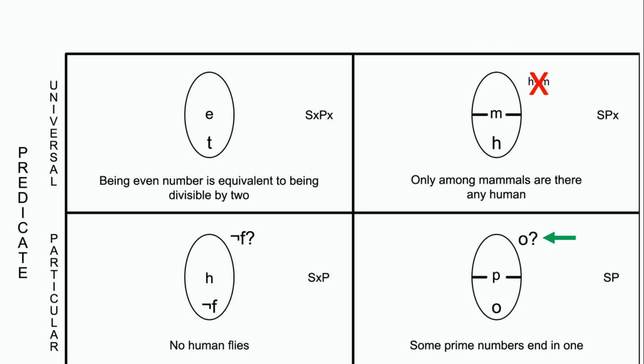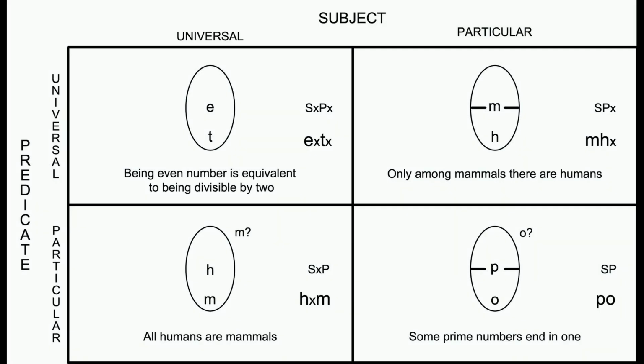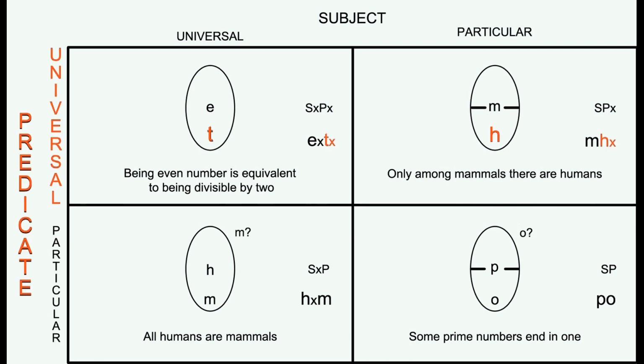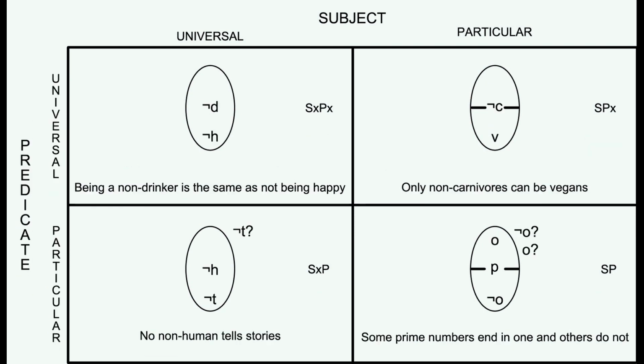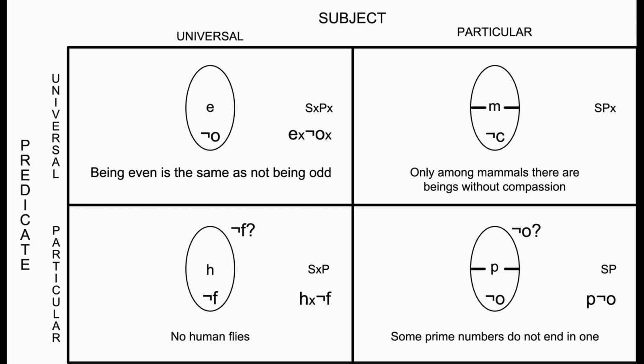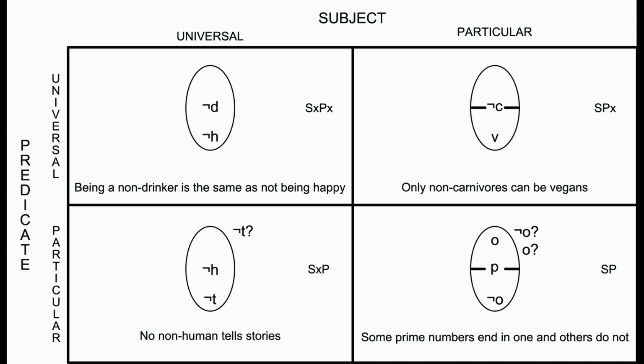However, in the proposition, some prime numbers end in 1, the predicate is particular because we can still assume that there are numbers that end in 1 without being prime numbers. In the propositions with the particular predicate, the predicate is represented outside the model. In propositions with the universal predicate, that predicate only appears within the model. We should note that the fact that the propositions are affirmative or negative does not affect the basic structure. We can also observe in the image that terms such as non-human, non-drinking and non-carnivorous can act as subjects of the propositional models.